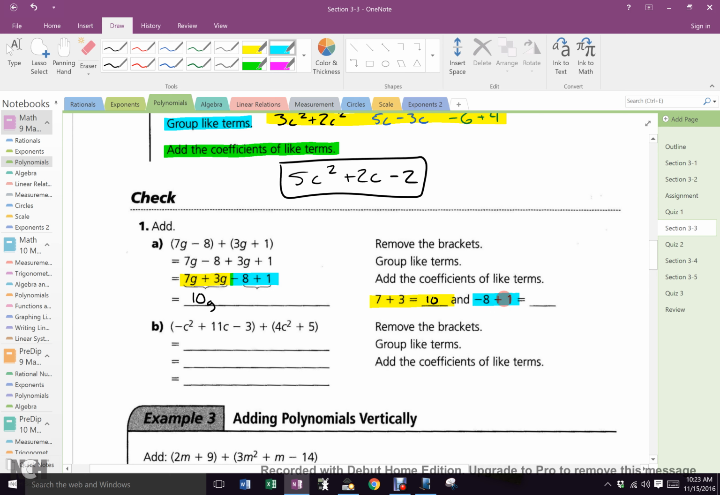Negative 8 plus 1. Negative 7. That took me far too long to figure out. Negative 7. Okay. Is everybody good? Yeah.